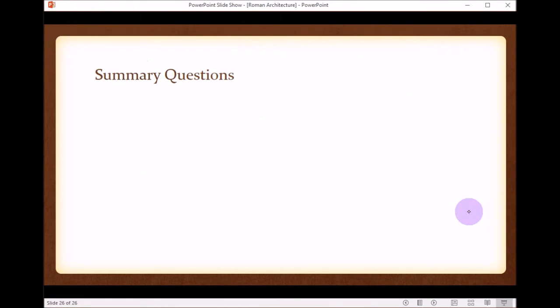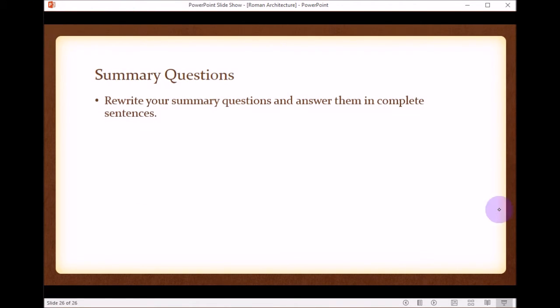After you're done with that, you can answer your summary questions. You don't have to rewrite the question. That's kind of silly. But make sure you do answer in complete sentences.